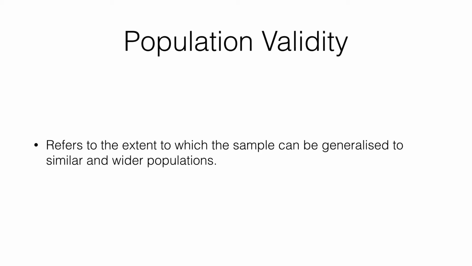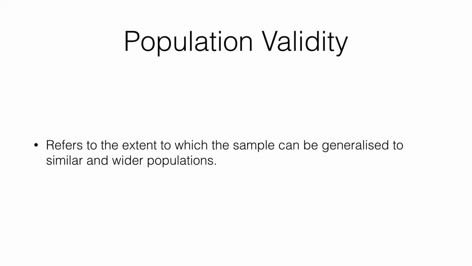Okay, population validity. This refers to the extent to which the sample can be generalized to similar and wider populations. Right, so the results and conclusions are included in that. Okay, this type of validity is important because without it, the research becomes low in usefulness, and usefulness is pretty much what we want for every single study we do.